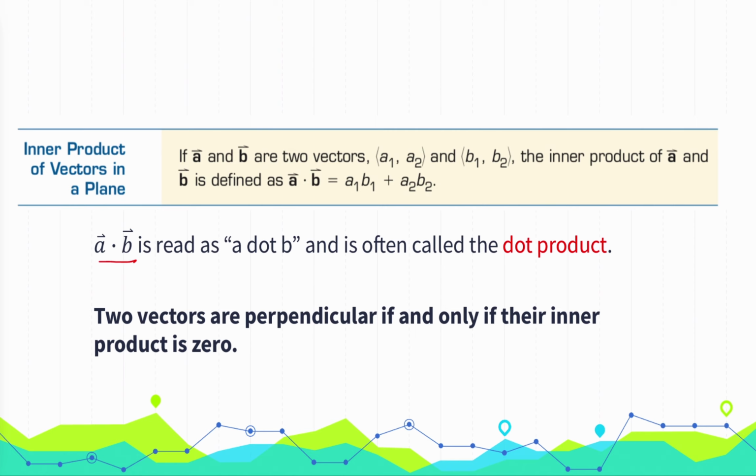And so then you get this important rule, which we just proved. Two vectors are perpendicular if and only if their inner product is 0. So, to prove that two vectors are perpendicular, you find their dot product. If the dot product is 0, they're perpendicular. If the dot product is not 0, they are not perpendicular.